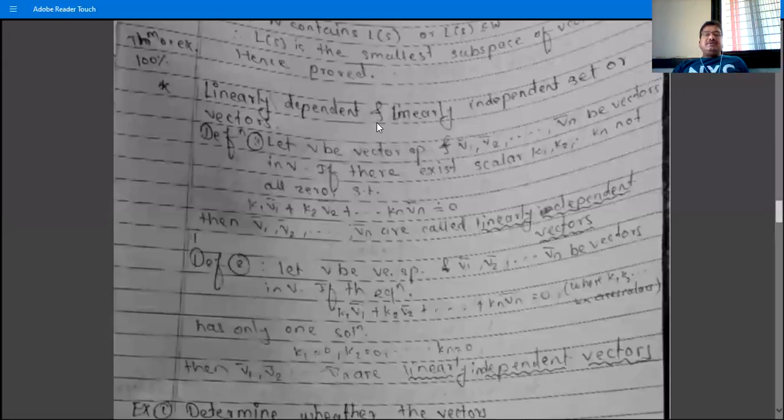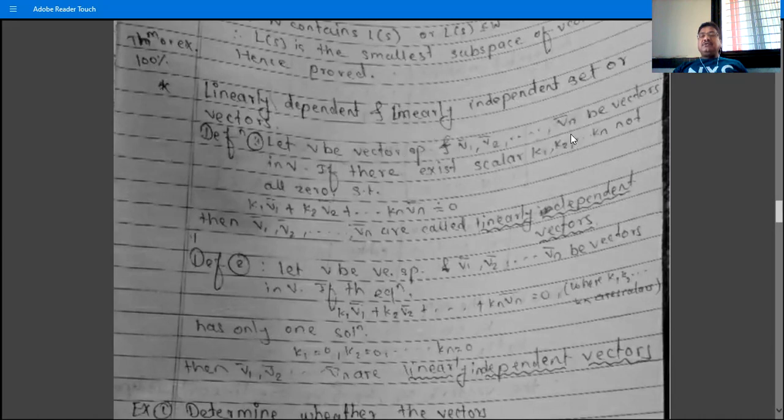Next topic is linearly dependent and linearly independent set of vectors. Linearly independent vectors or linearly dependent vectors, or linearly dependent and independent set. So let V be a vector space and v1, v2, ..., vn, write with a bar or without bar.